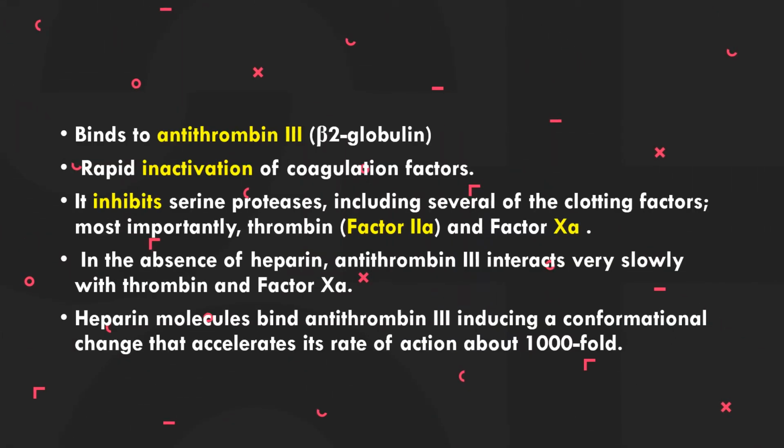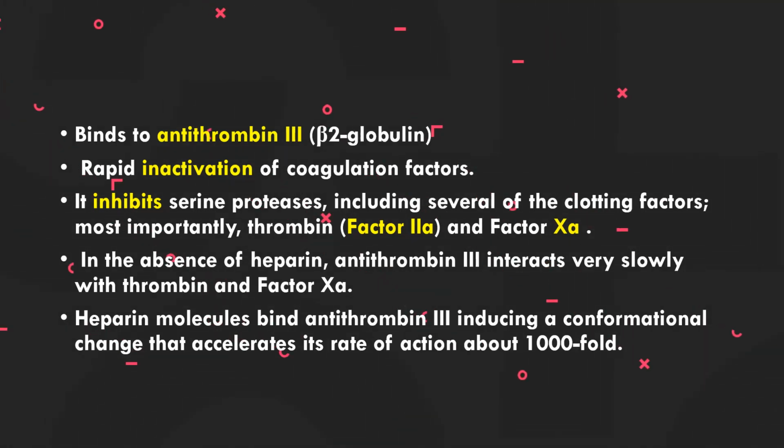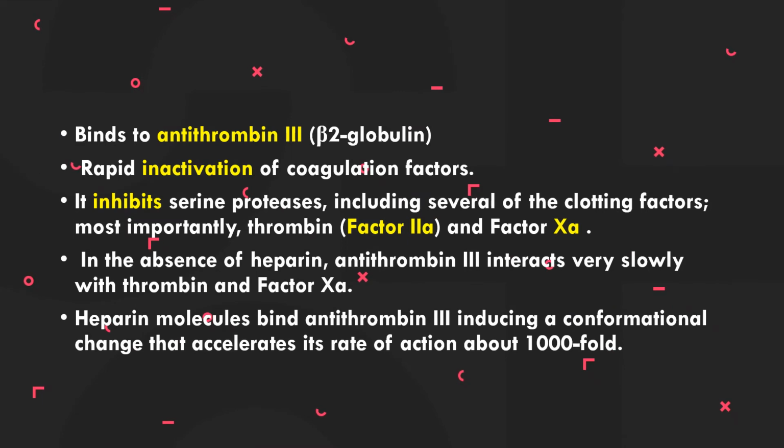Regarding the mechanism of action of heparin, it basically binds to a beta-2 globulin protein which is called antithrombin 3 and causes rapid inactivation of clotting factors. So you have to remember, students, that it is antagonizing or inhibiting two clotting factors, factor 2 and factor 10. How? By binding to antithrombin 3. And what is the function of antithrombin 3? Antithrombin 3 is normally causing the inactivation of these two clotting factors.